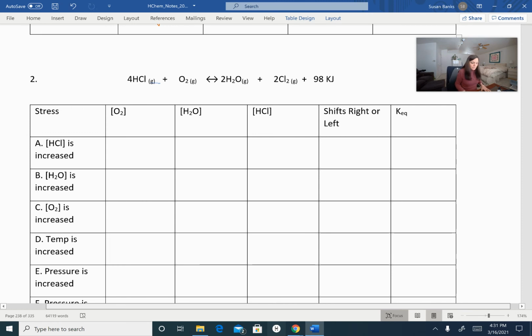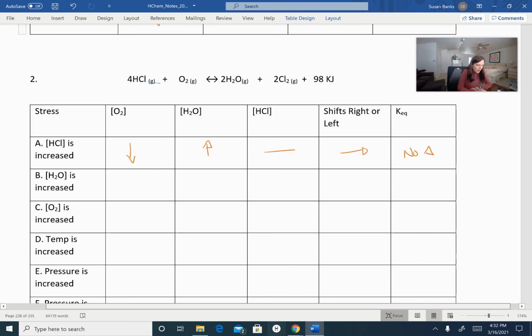You guys ready to check? All right, I'm going to just X out the hydrochloric acid. So if hydrochloric acid is increased, we're going to shift to the right. And because we're not changing the temperature, we are going to have no change on our KEQ. Okay, so if we shift right, our oxygen concentration is going to go down. Okay, our water concentration is going to go up.